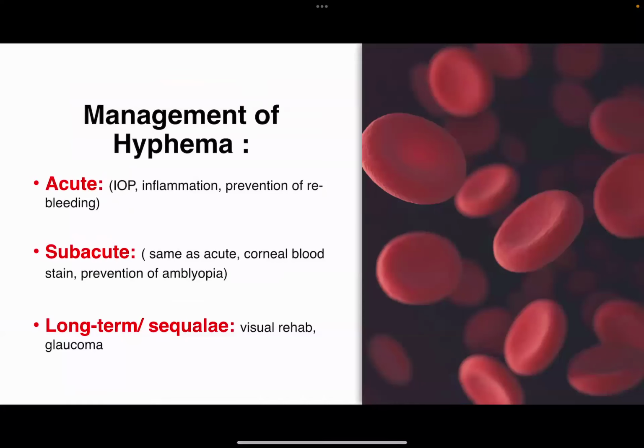How do we manage hyphema? As I mentioned, acutely, we have to address the acute complications that can happen. IOP and inflammation should be treated, along with prevention of rebleeding and limitation of physical activity as well.